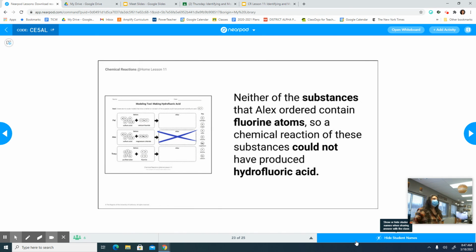So neither of the substances that Alex ordered contained the fluorine atoms, so a chemical reaction of these substances could not have produced hydrofluoric acid. And you should have explained that, saying that it doesn't have the hydrogen or the fluorine necessary to make it.